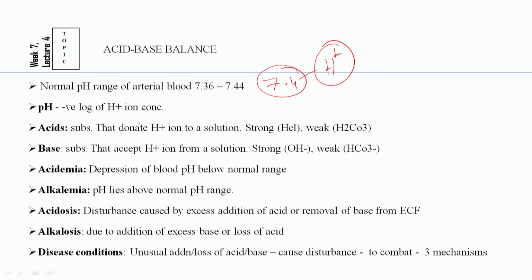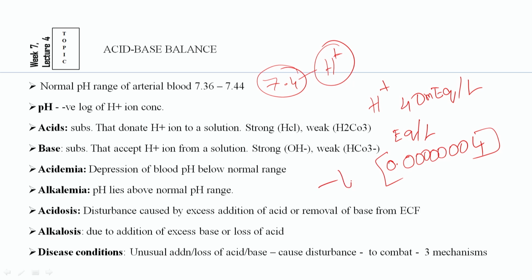So if you take the concentration of the hydrogen ions, the normal hydrogen ion concentration is 40 nanoequivalents per liter. If you convert this into equivalents per liter, it will become 0.00000004, right? So if you take the negative log of this, then you will get 7.4. So that is how the pH of the normal arterial blood is told as 7.4.